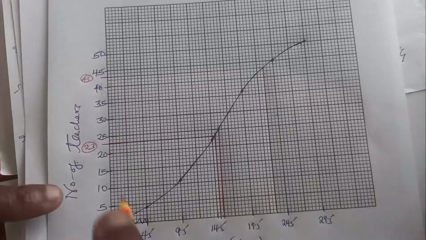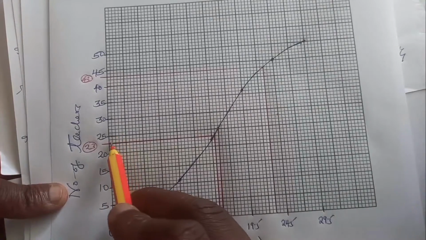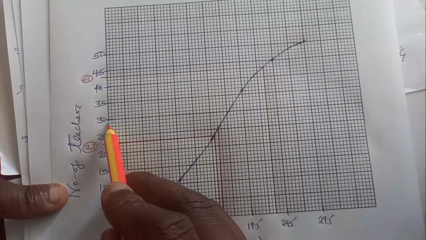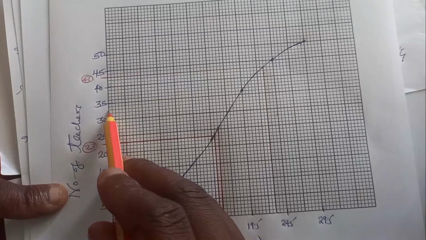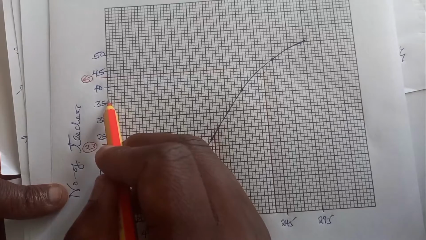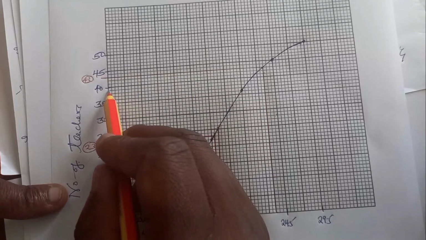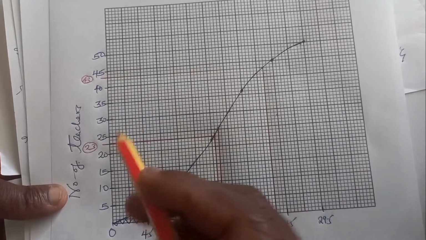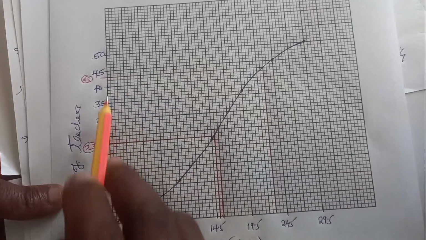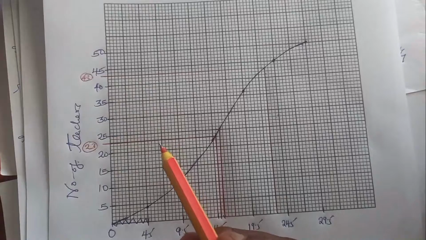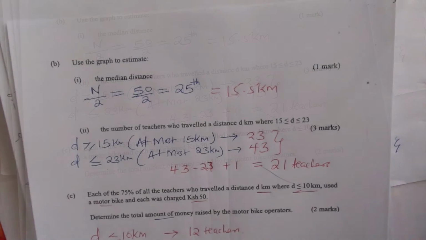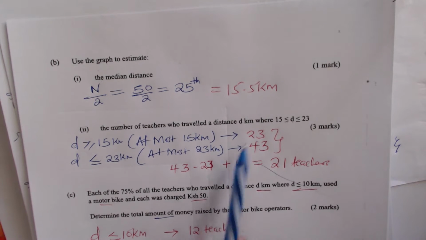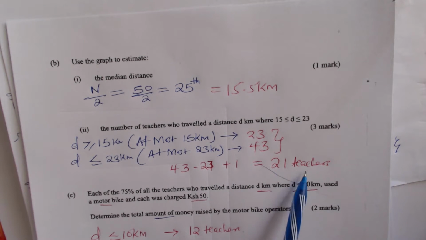And you can count manually from here. This is 1, 2, 3, 4, 5, 6, 7, 8, 9, 10, 11, 12, 13, 14, 15, 16, 17, 18, 19, 20, 21. So if you count manually from the 23rd teacher to the 43rd teacher, you still get 21. Or alternatively, you can take 43, subtract 23, and then add 1, you still get 21 teachers.